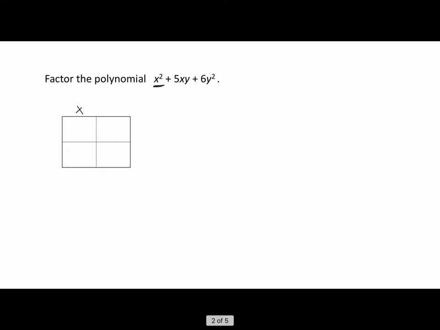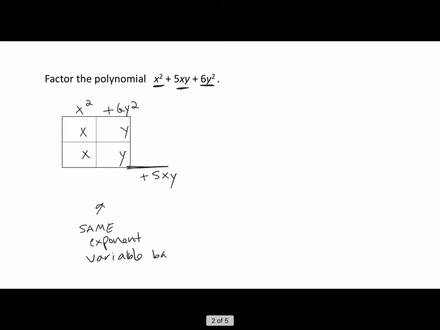We want to find factors of the first term and factors of the last term, such that the sum of the products of those factors is the middle term. So x squared can only have factors of x times x, and y squared can only have factors of y times y. They must have the same exponent for the variable base for its factors. So that leaves us factors of 6. So 3 times 2 or 6 times 1. Either one of these could work. It'll depend on the signs.